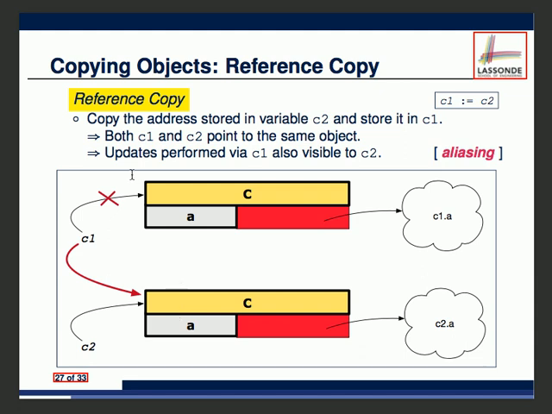And one thing to note, once you have done this reference copy here, C1 and C2, both of them store the same address. They point to the same objects, and we call this aliasing, which means any updates you try to do by any one of them are going to be visible to all the other references, right? So that's aliasing, okay? Yeah?